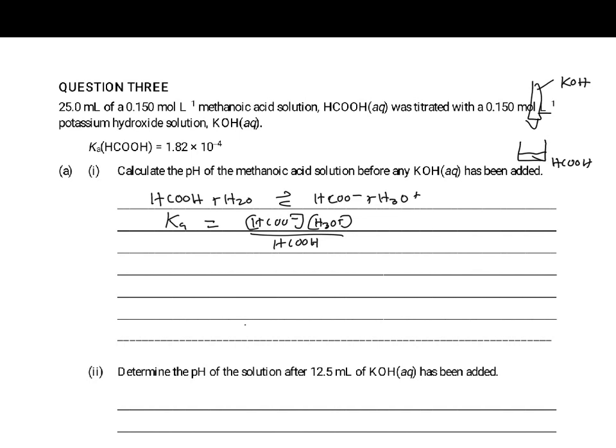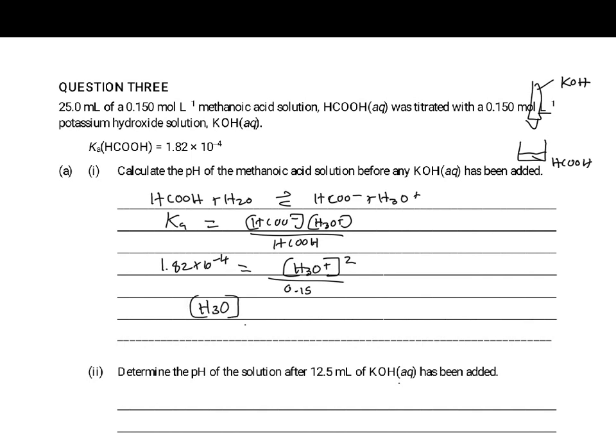So now we start plugging in our numbers and what we know and what we don't know. So Ka, you're told the value, which is nice and easy, 1.82 times 10 to the minus 4. And the concentration of your methanoic acid, you're told, is 0.15. Now, up the top, if you look at this equation, for every one of these, we produce one of these and one of those. So the concentrations of these two are the same. In reality, that's not quite right because there's a little bit of hydronium floating around in water, but the amount is so small that we can just ignore it. So we therefore change that to H3O plus squared.